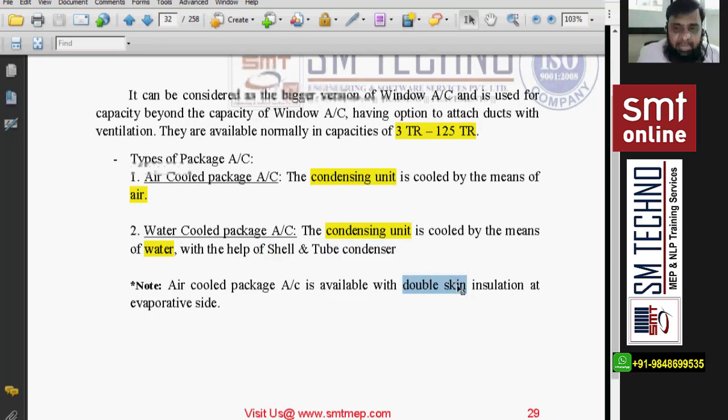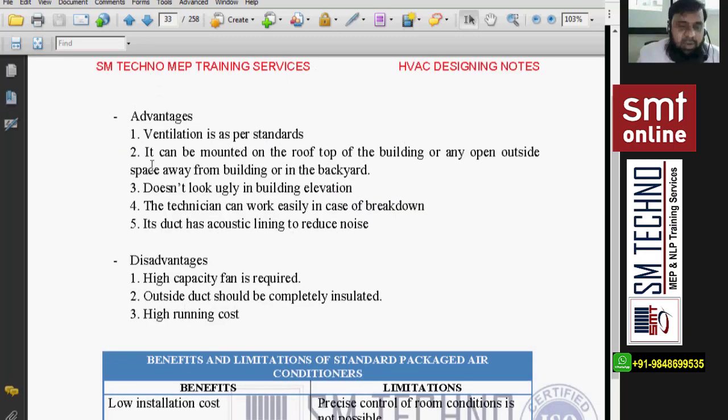And as I said, double skin means with insulation at the evaporator side. Next, advantages: ventilation as per standard. It can be mounted on the rooftop of the building or any open space away from the building or backyard. We can place this machine anywhere. But from that point, we are connecting the duct to the conditioned space. So if you unnecessarily increase the length of the duct, the fan capacity will increase. So try to decrease the length of the duct.